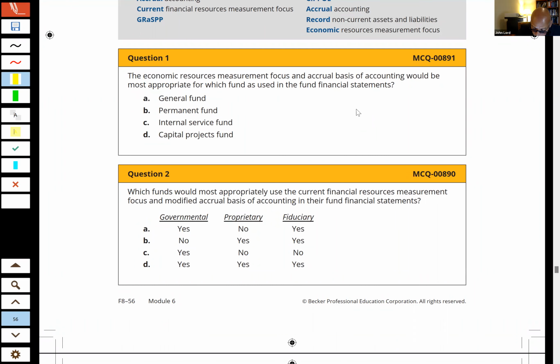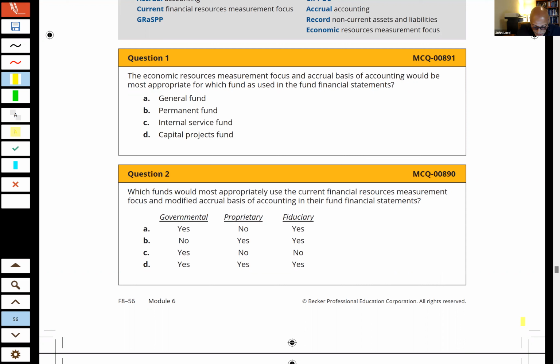Okay, looks like everybody has tried this one. So let's go ahead and take a look. No sense to delay if everyone's had a chance. And most of us got it right, 82%. And you'll look and they're saying which one uses economic resources full accrual basis of accounting. I look at that question and they're saying only one of them will use this type of accounting. So they must be listing governmental funds along with one of the other fund types. That's got to be because what? Because the governmental funds use modified accrual current financial resources.